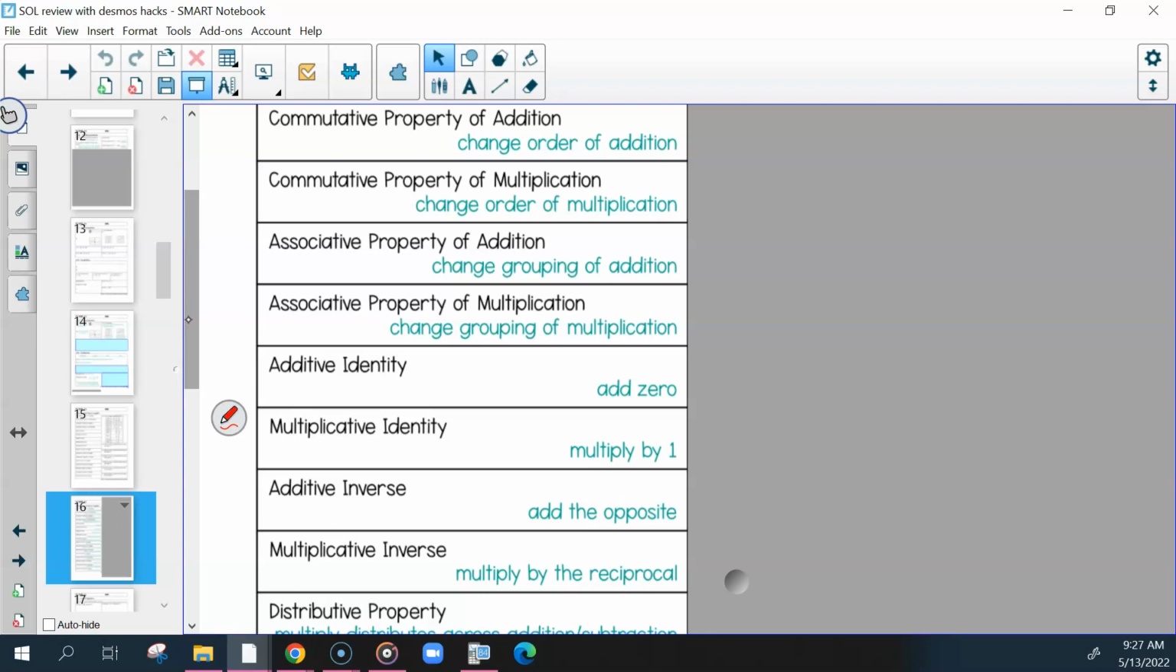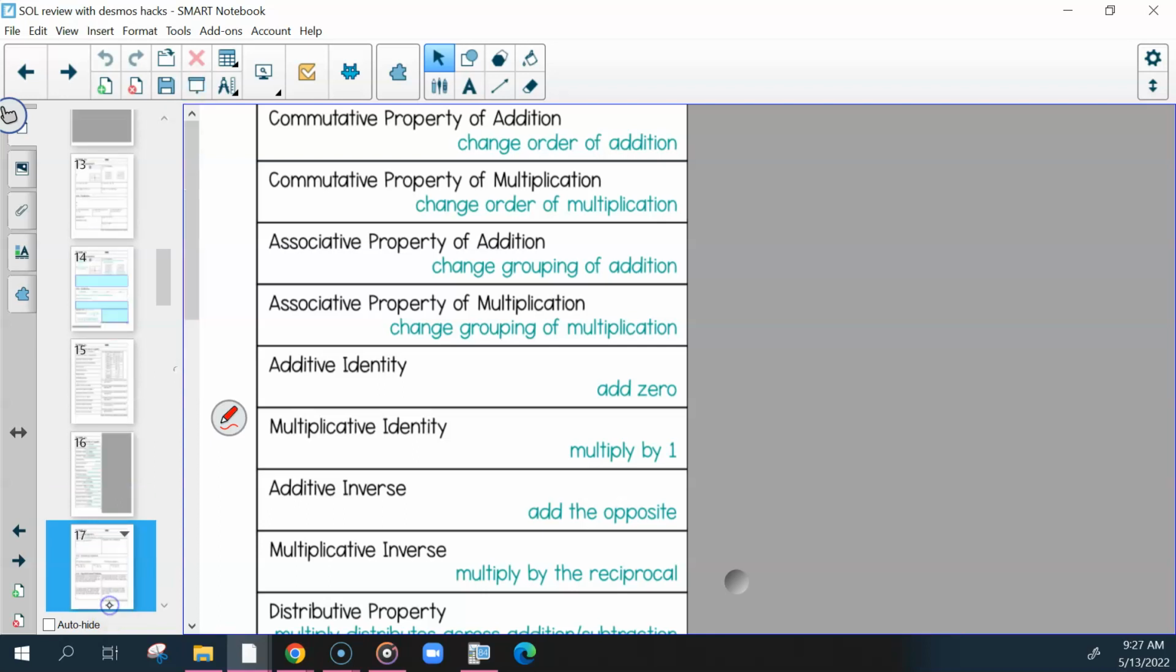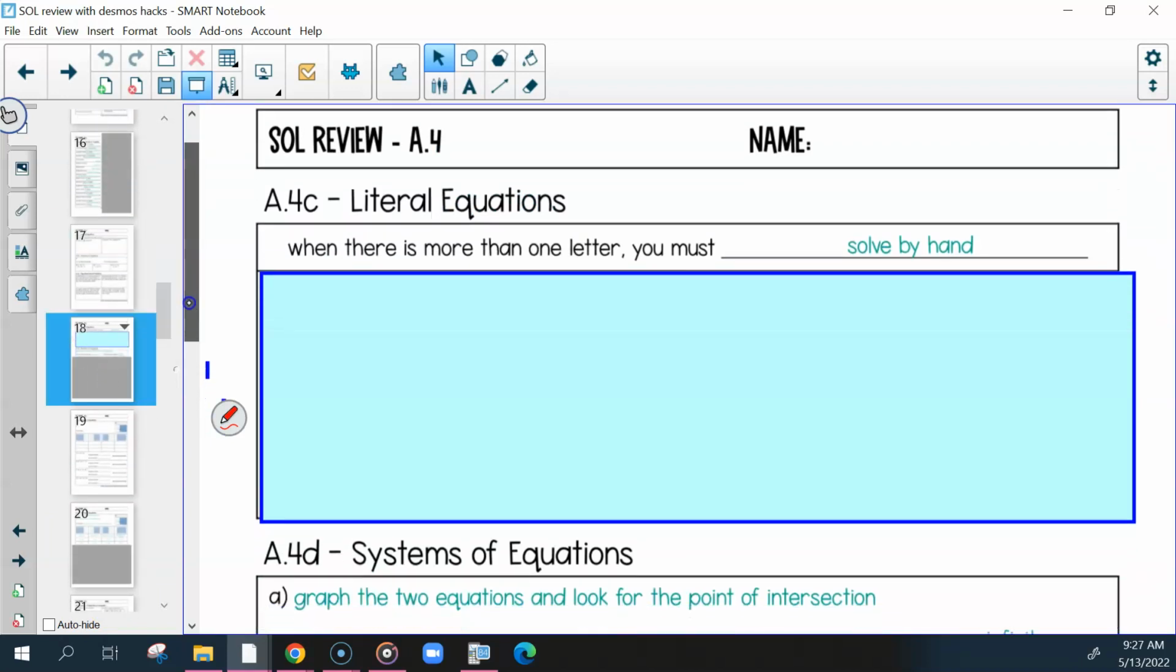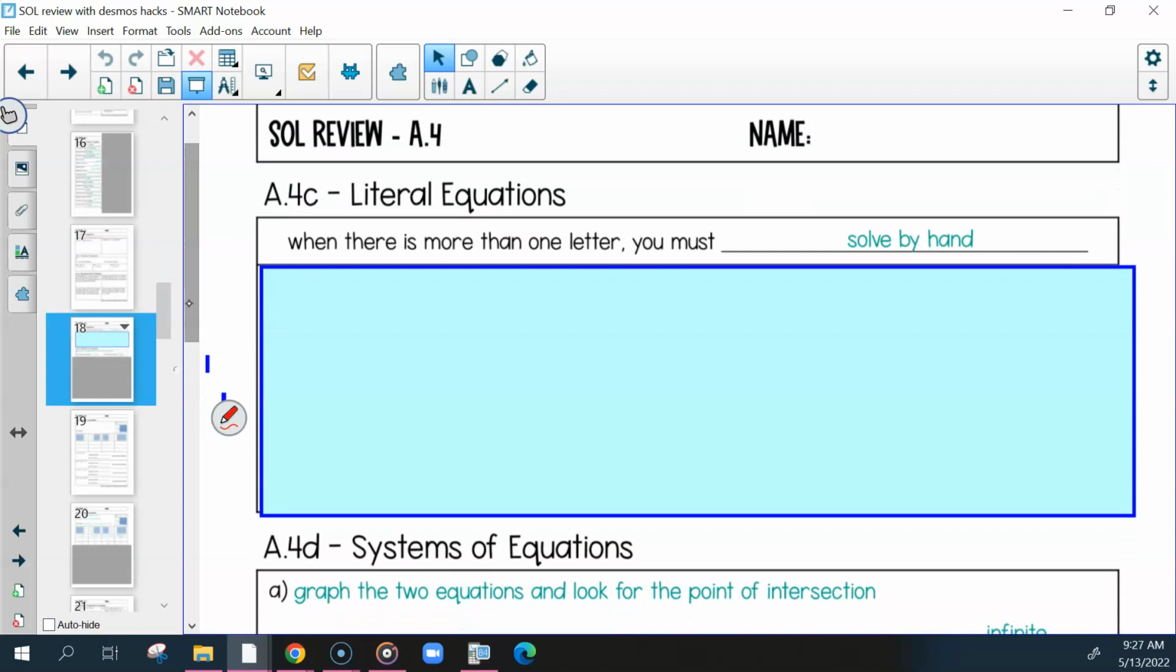Remember that this is also on Canvas, so if you didn't get some of these, I am going to move forward with the next page. For literal equations, this is what we just talked about. When there is more than one letter, you must solve by hand. Literal equations don't have a Desmos hat for them.